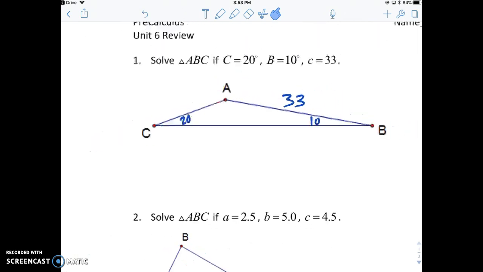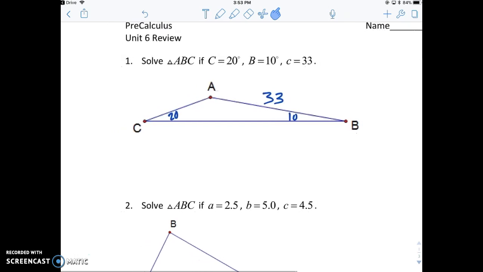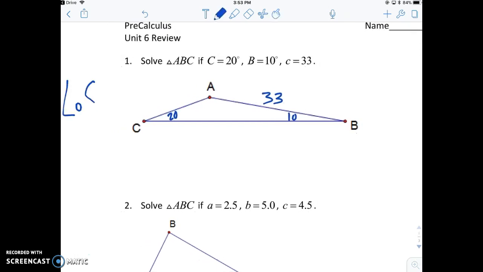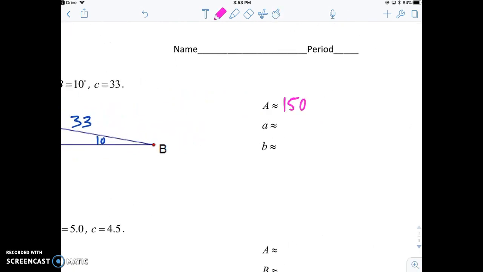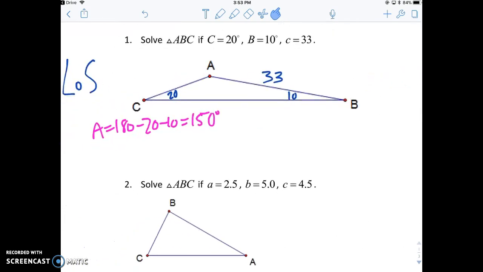Since this is an angle side problem, we're going to start with the law of sines. To do so, we're going to need angle A at some point, and since the angles in a triangle add up to 180 degrees, I'm going to say A equals 180 minus 20 minus 10, which is 150 degrees. So we can use that fact to help us with the law of sines.